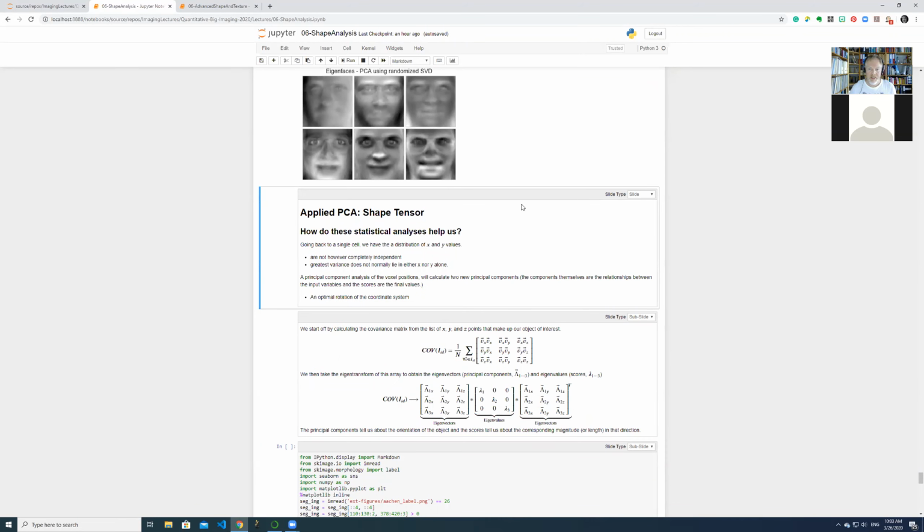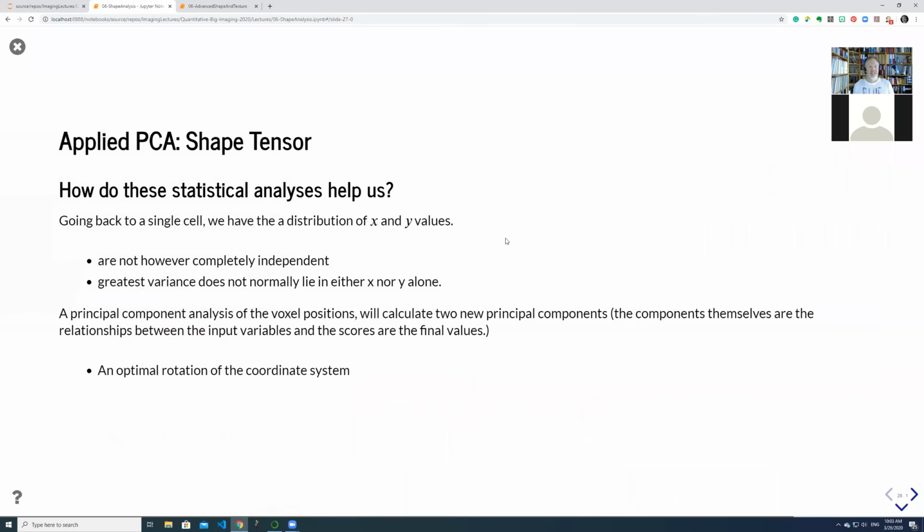So let's go back to slide mode again. What we can do about the shape tensor is a very interesting thing. You can, with the help of principal component analysis, where you look at the distribution of X and Y values, tell a lot about the shape and also the orientation of an object. So it gives us the optimal rotation of the coordinate system for each object. So you can apply it to each object in your data.